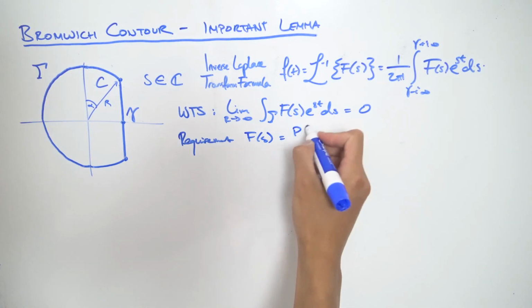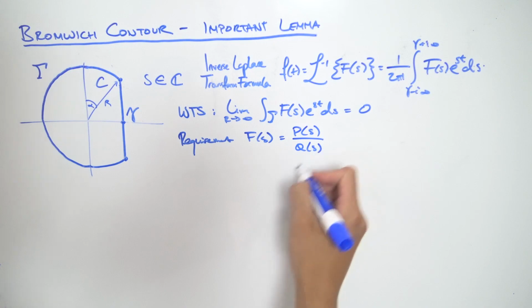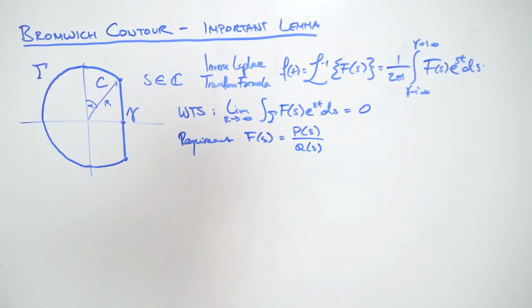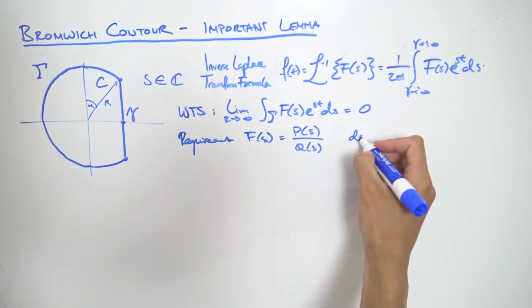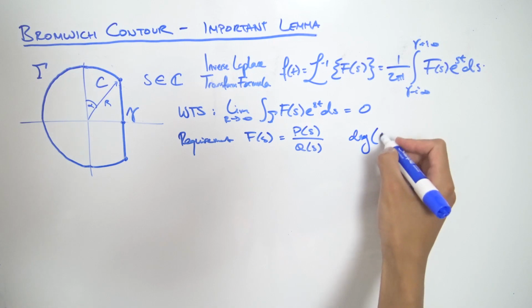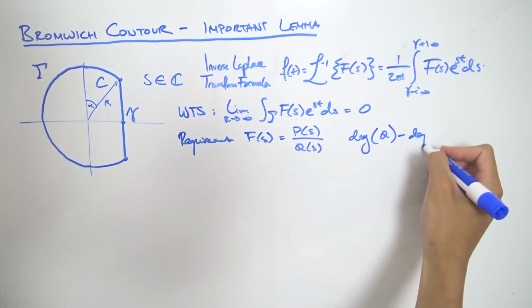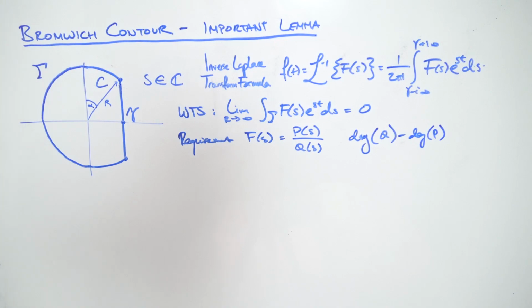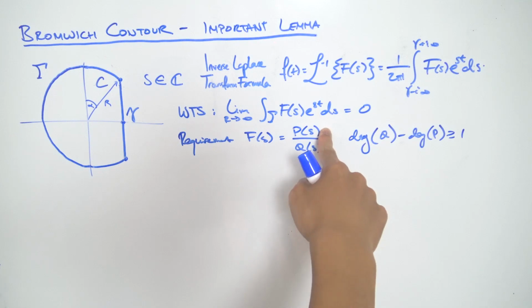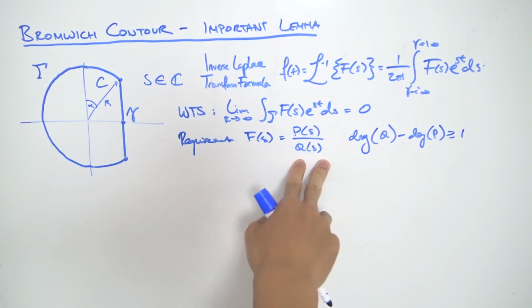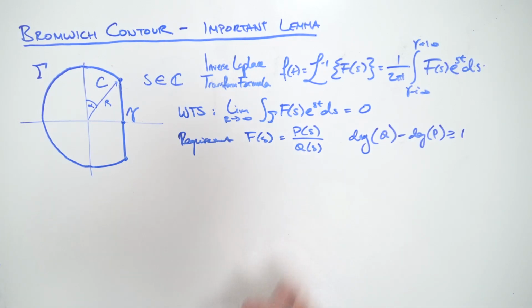So let's call it P of s and Q of s. So P and Q are some kinds of polynomials. And what we need from these two polynomials is that the degree of Q minus the degree of P is greater than or equal to 1. So let's say, for example, the degree of P is 2. That means the smallest the degree of Q can be is 3. So Q can have a degree of 3, 4, 5, 6, but it can't have a degree of 2, because otherwise this inequality wouldn't hold.